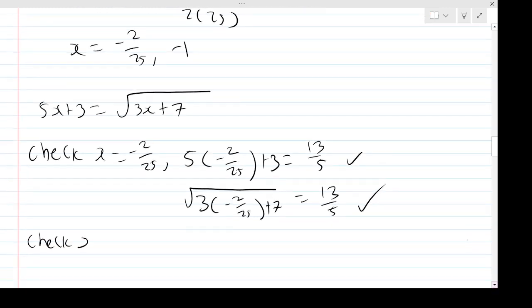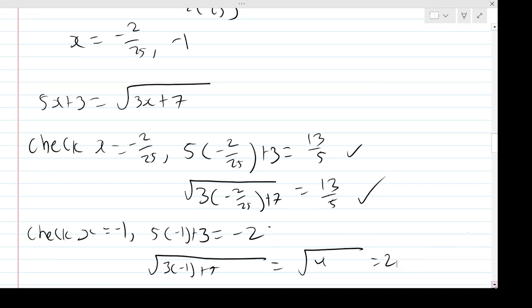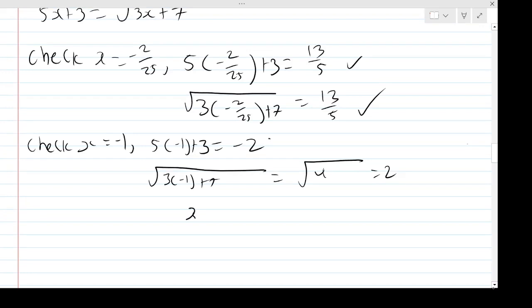Then we need to check x is equal to minus 1. So 5 lots of minus 1 add 3, that's going to be minus 2. But then if we put that into root of 3 lots of minus 1, add 7, that will get me root 4, which is 2. Well, minus 2 is not equal to 2, so that means it does not satisfy the equation, so x cannot be minus 1, so only x is equal to minus 2 over 25. So we can square both sides of an equation, but you need to check for incorrect solutions by verifying your answer at the end.